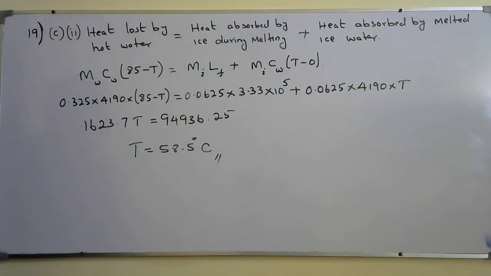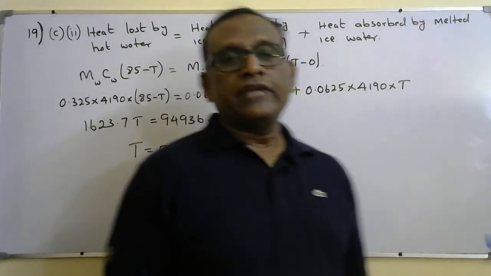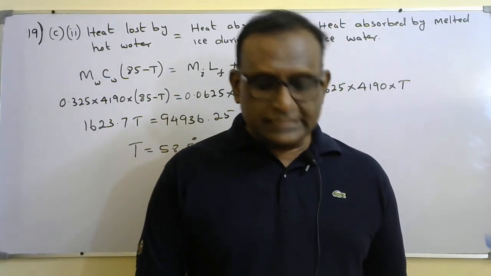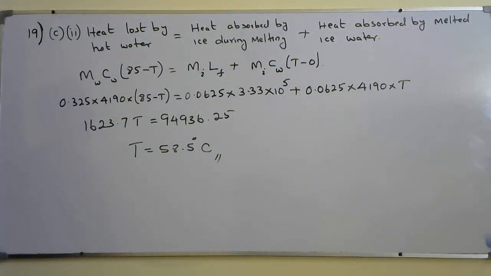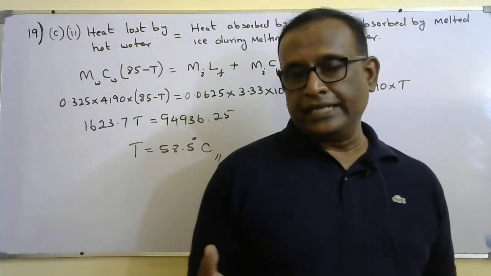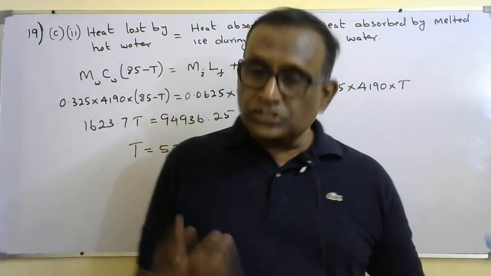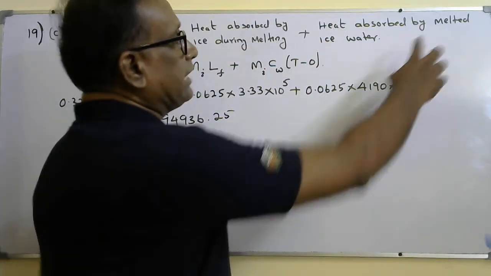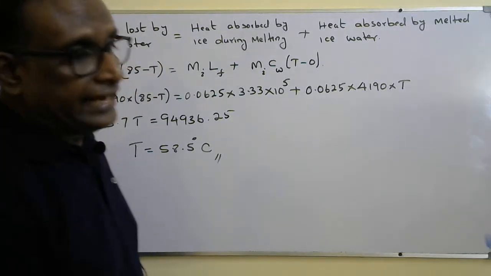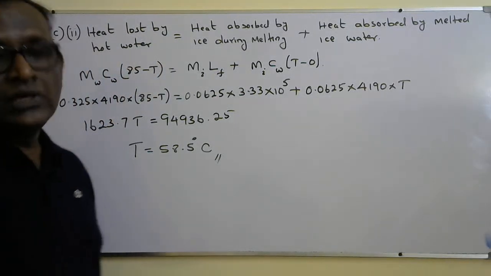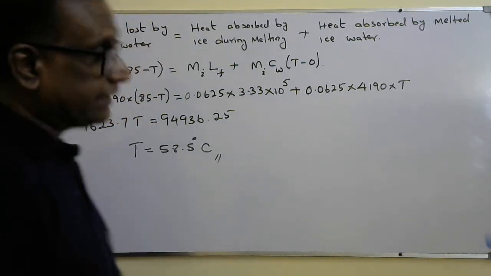Here we assume, in case they ask what assumption we made, we assume the container, the polystyrene beaker, is not absorbing any heat. If the specific capacity and the mass of the polystyrene beaker were also given, then we should put here plus heat absorbed by polystyrene on the right side. We had to include it, but here nothing is mentioned, so we assume it's not absorbing any heat.